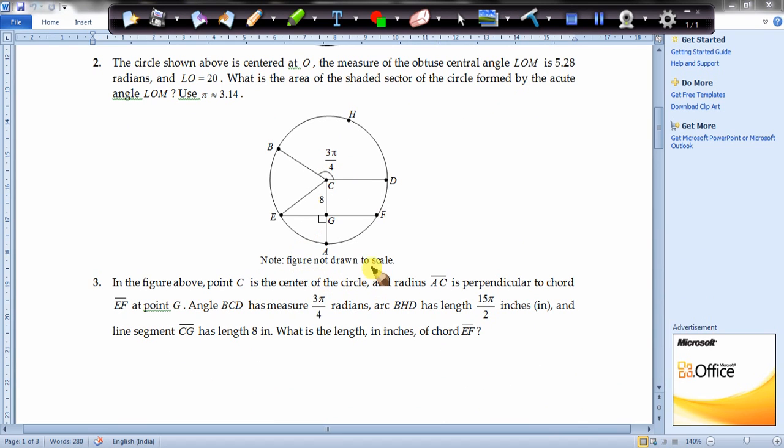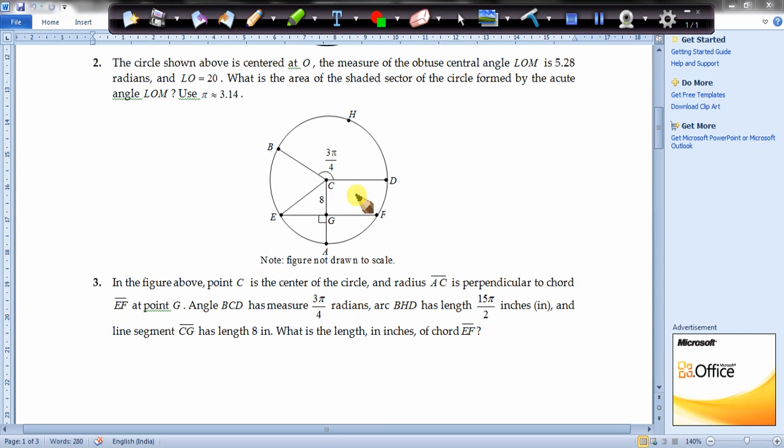In the figure above, point C is the center of the circle and the radius AC is perpendicular to the chord EF at point G. Angle BCD has a measure of 3 pi by 4 radians and the arc BHD has a length of 15 pi by 2 inches. And the line segment CG has length 8 inches. What is the length in inches of the chord EF?